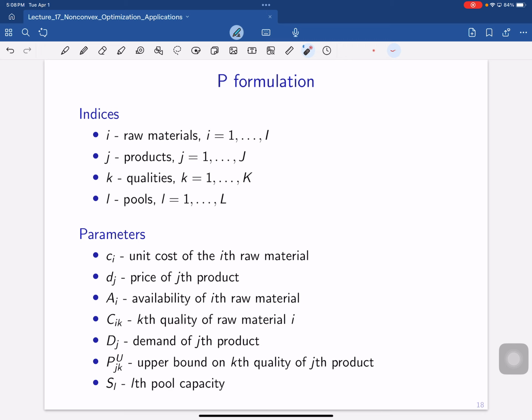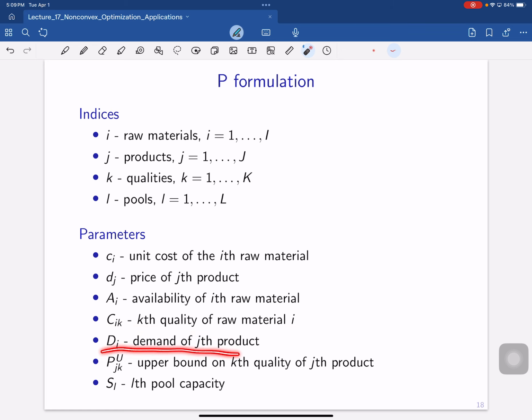As for parameters, we have the cost of the raw materials, the price of the product, and the availability of raw materials. Maybe you can set an upper bound on the availability of raw materials. You cannot exceed that availability. And then we have the quality of the raw material.